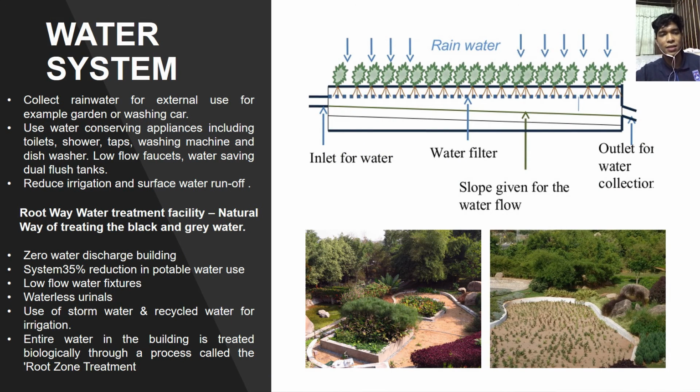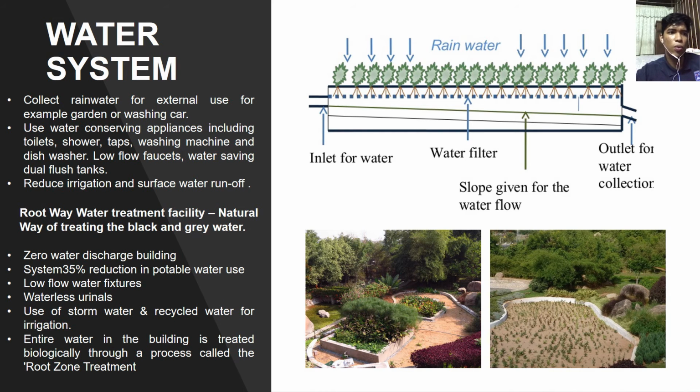This is the last passive energy, which is the water system. The water system is to collect rainwater for external use, for example garden or washing car. Use water conserving appliances including toilets, shower, taps, washing machine and dishwasher. Low flow faucets, water saving and dual flush tanks. And the third one is reduce irrigation and surface water runoff.